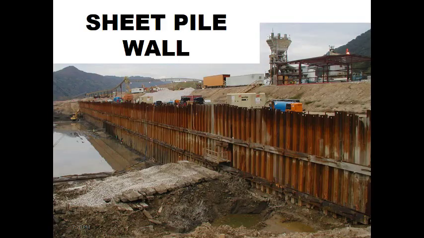In this picture, you see a long wall, which is a sheet pile wall. It's supported by the piles, and the sheet is attached to the piles to support the soil pressure from one side and at the same time separate the water from the other side.